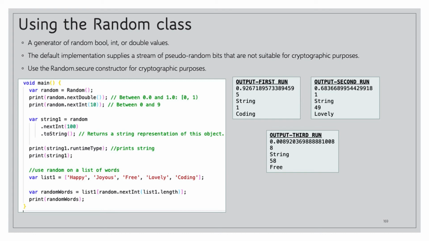And finally, and this is one of the most useful examples of using the random class. So here we have a list of 5 elements, list1. So we have a variable called randomWords. So we take the list, random.nextInt for the length of the list, and then we print that out. So what that does is every time you execute the code, it will randomly select one of the strings from this list. So the first time we run, it's coding. The next time we run, it's lovely. The third time we run, it's free.